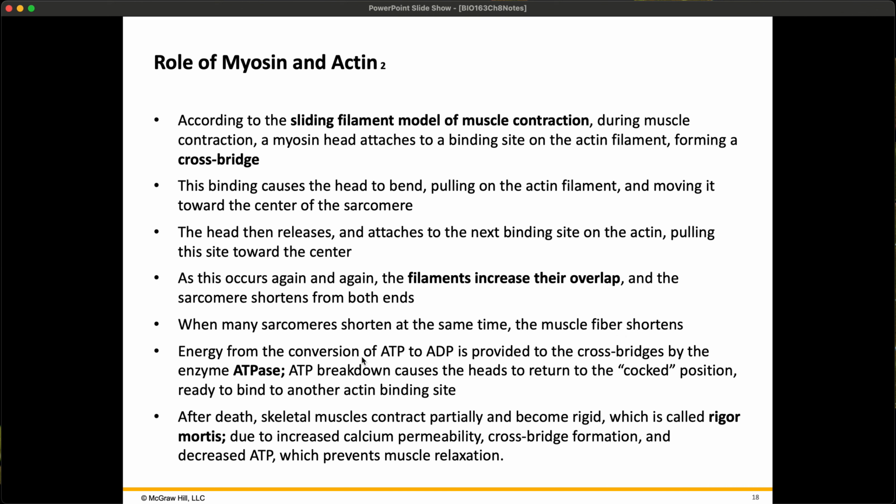And what's required for the muscle to relax is ATP. So from the conversion of ATP to ADP, the cross bridges and the enzyme ATPase starts to break it down, and the heads return to their cocked position. So basically what happens is that a muscle will contract on its own, but to get a muscle to relax, you have to have ATP present, which is kind of the opposite of what you might think.